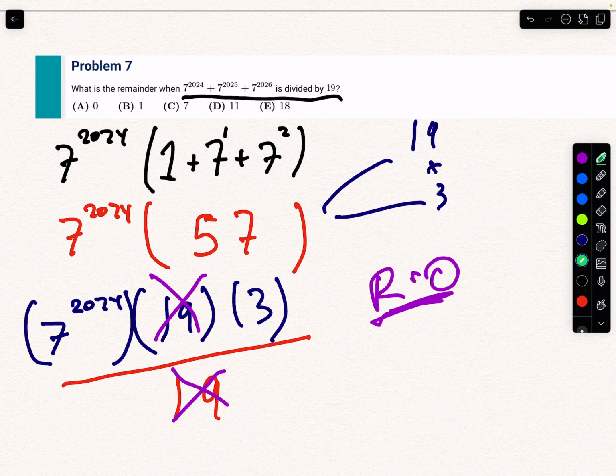So we can rewrite this as so. And it's asking for what is the remainder when this is divided by 19. Well, if you're dividing this by 19, the 19s are quite obviously going to cancel out. So your remainder is going to equal 0.